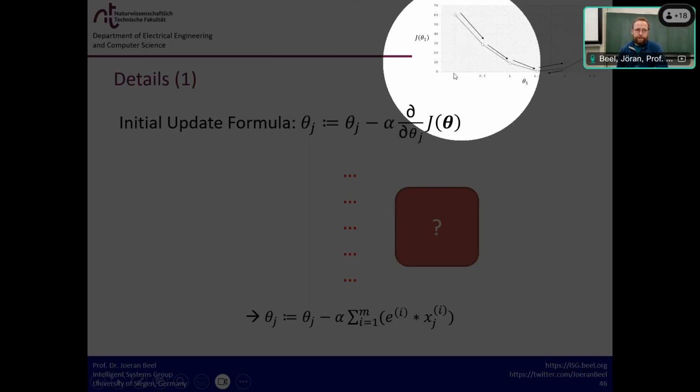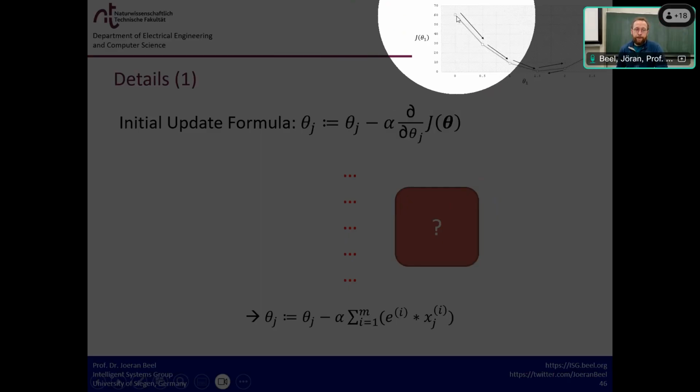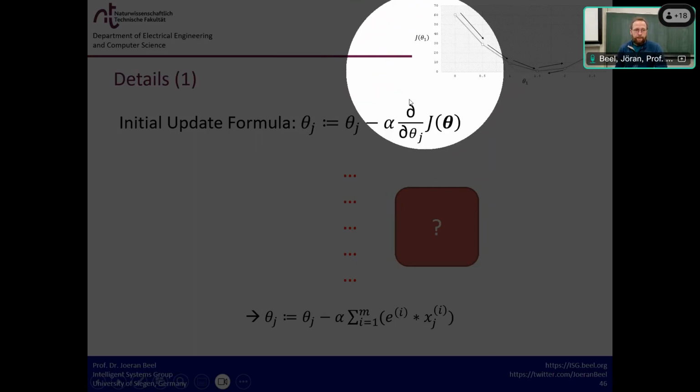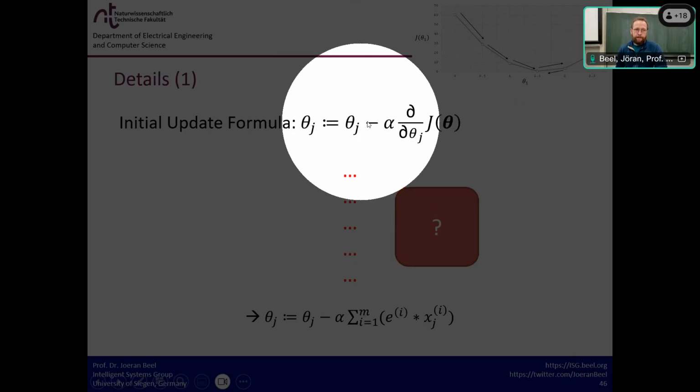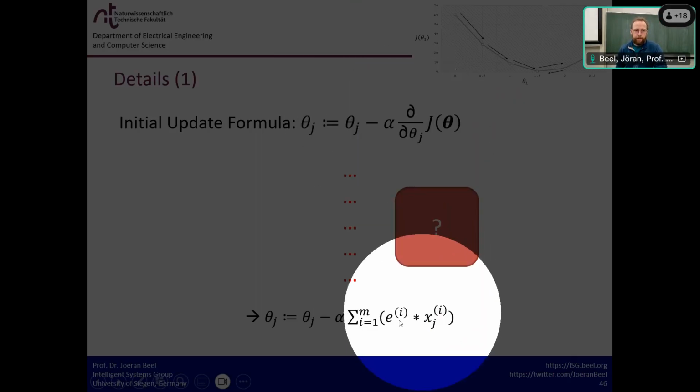At the given theta, you calculate the gradient of the cost function, so of the error function. So how do you get from here to here?